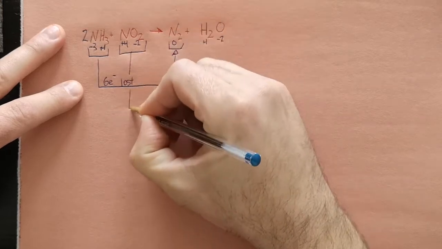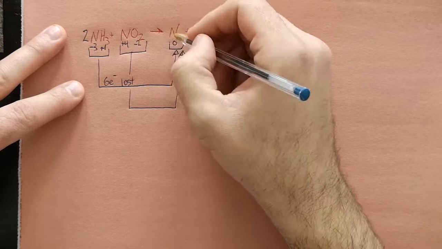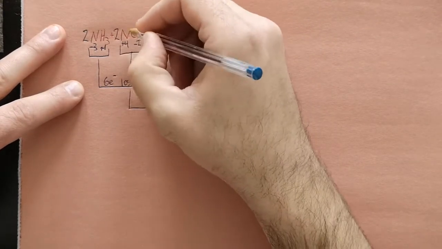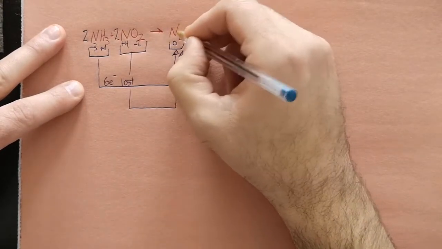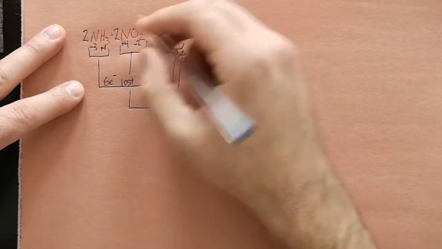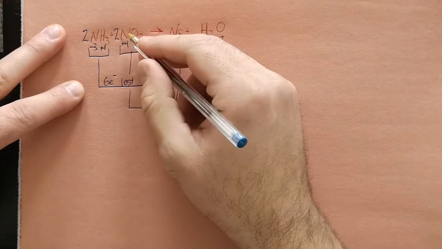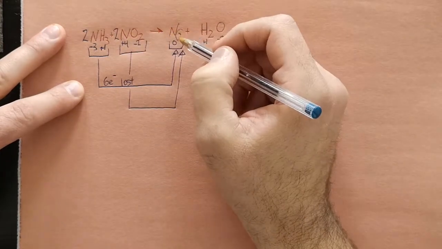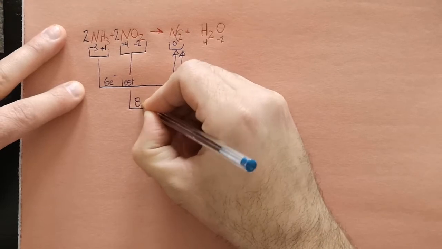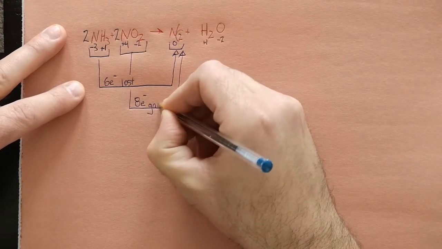The same will be true here. So here we'll need 2 nitrogen atoms to become 1 nitrogen molecule, right? Because there's going to be 2 nitrogen atoms here. We'll need 2 of these to form 1 of those. So in this case, to go from +4 to 0, this is going to be 8 electrons gained.